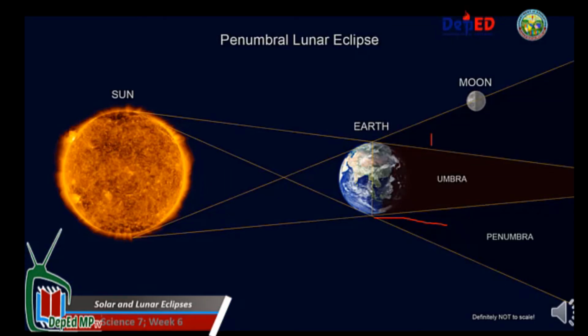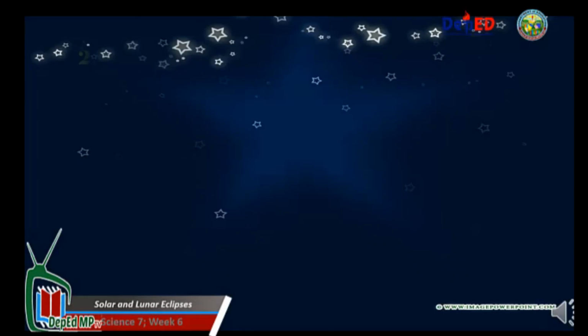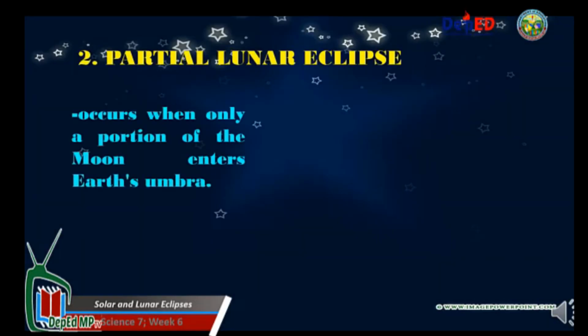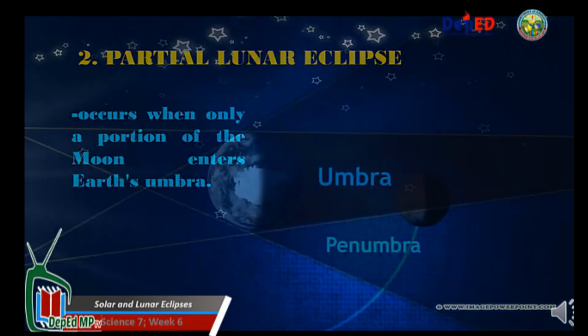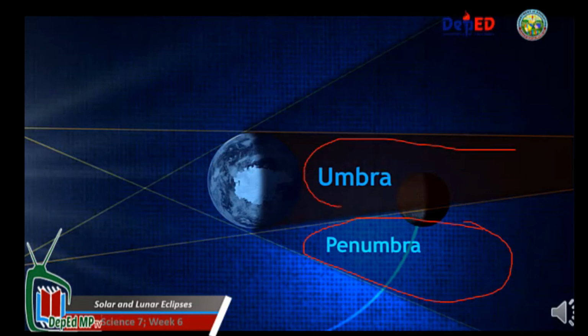So if you're going to look into it, there are two portions or areas of penumbra. So this one and this one. And then you have here the moon, which is partially entering the penumbra. A partial lunar eclipse occurs when only a portion of the moon enters the Earth's umbra. An example is this one. As we have said a while back, penumbra is the lighter shadow of the Earth and umbra is the darker shadow of the Earth. So we have here the moon that is partially entering the Earth's umbra.